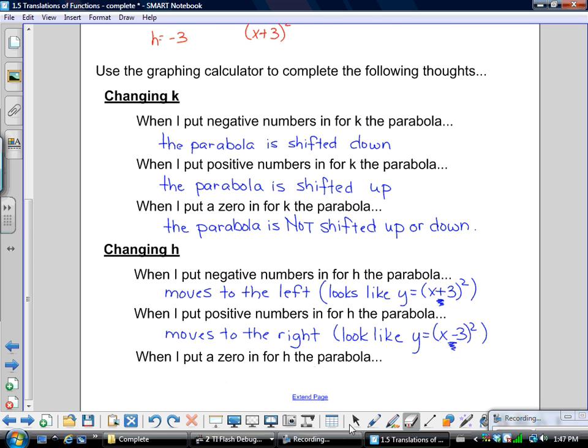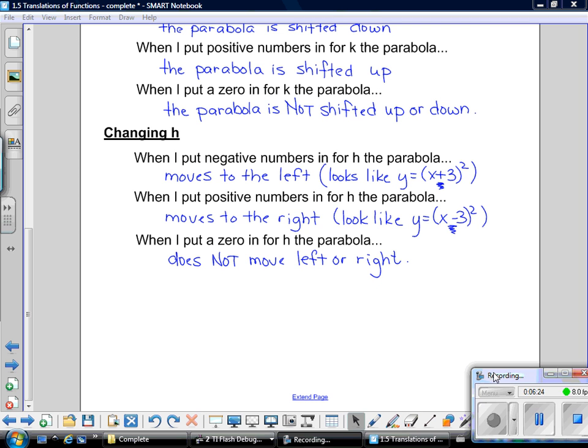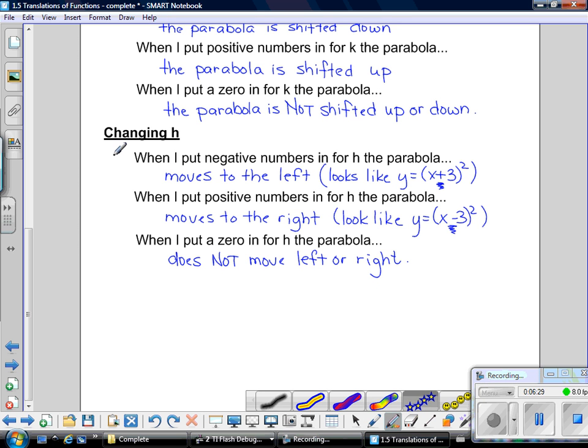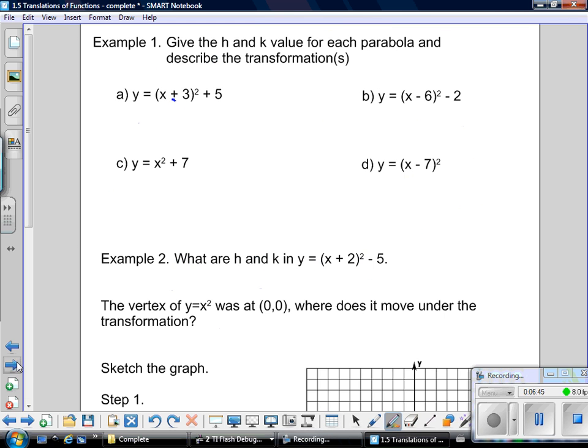So you have to really be careful with that, because that's really one of the trickiest things. When we put a 0 in, it doesn't move left or right. Not too bad. The only tricky part I would say would be when we change the h, because the bracket looks different. We have to remember that if I want a positive number in the bracket, I'm actually putting a negative number in. All right, so let's go on to the next part of the lesson.